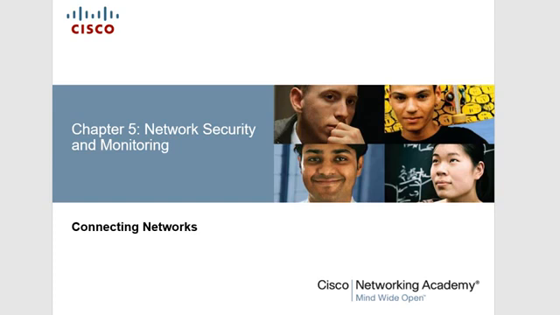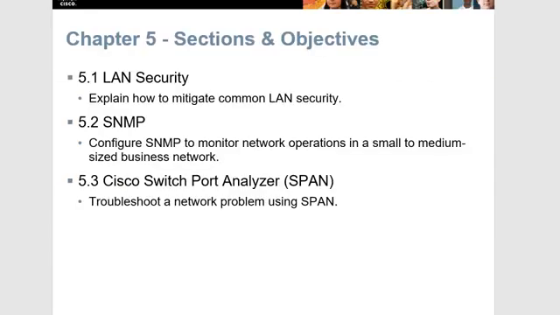And here we are, Chapter 5 of CCNA 4, Network Security and Monitoring. It's a pretty short slide deck, so this might go kind of quick. We'll try to add some stuff in to further clarify topics if we can. We're going to be talking about LAN security, how to mitigate LAN security, SNMP for monitoring network operations, and SPAN, your Cisco switch port analyzer.